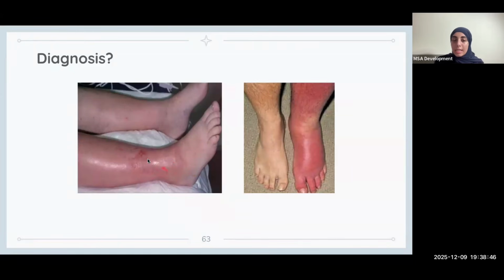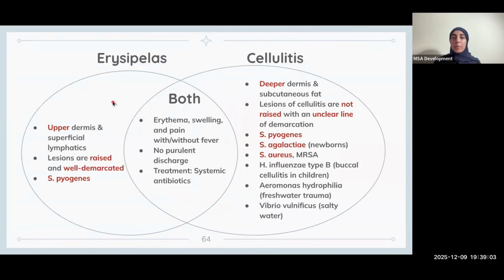And it's not as raised as the other one. It's kind of swelling because of the inflammation, but it's not a raised lesion. Okay, it's more like the whole skin is a bit swollen. There's no specific raised lesion. Okay, so back to this. Erysipelas is in the upper dermis, it's well demarcated and raised, while cellulitis is in the deeper dermis. It's not as well demarcated and is not as raised as erysipelas.